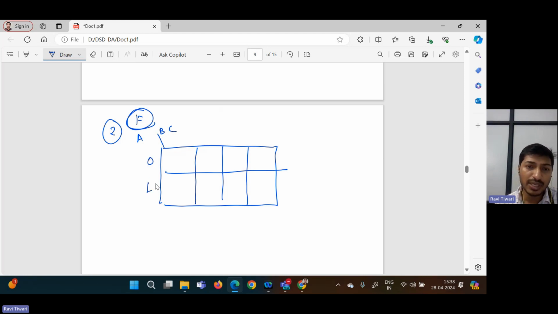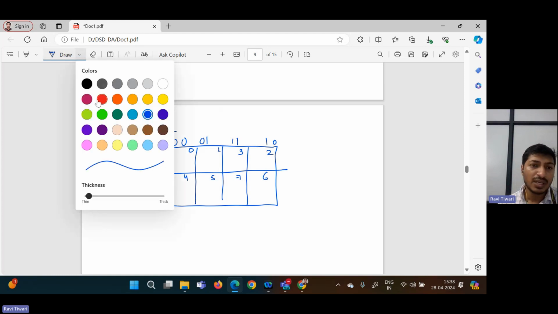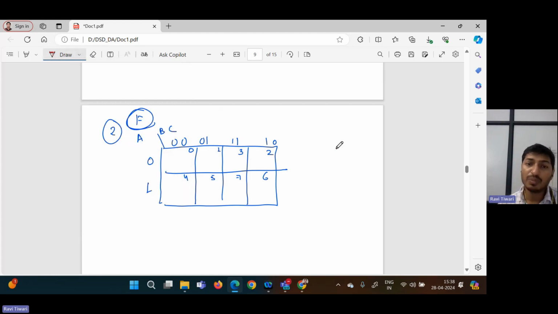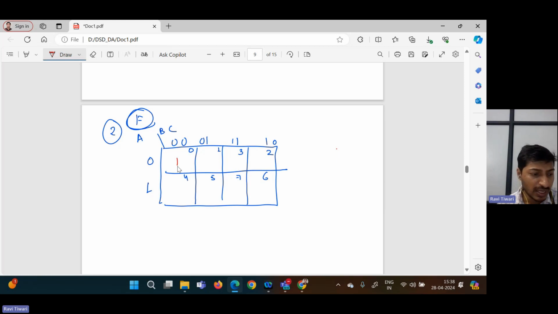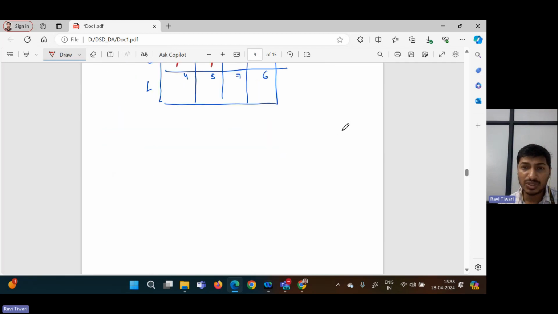As the K-map follows the gray code 0, 0, 0, 1, 1, 1, and 1, 0, we have to write it down like this. These are the minterms 0, 1, 3, 2, 4, 5, 7, and 6. Now we have to fill the K-map with 1 wherever your function value is there, like 0, 1. So 0 is this one, so we have to fill it here. 0, 1, then 2 is 0, then 3 is there. So 3 is 1.